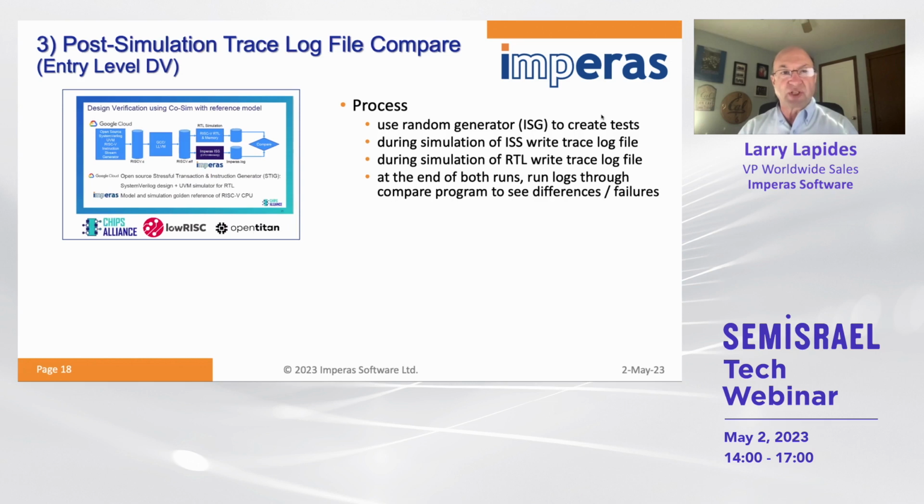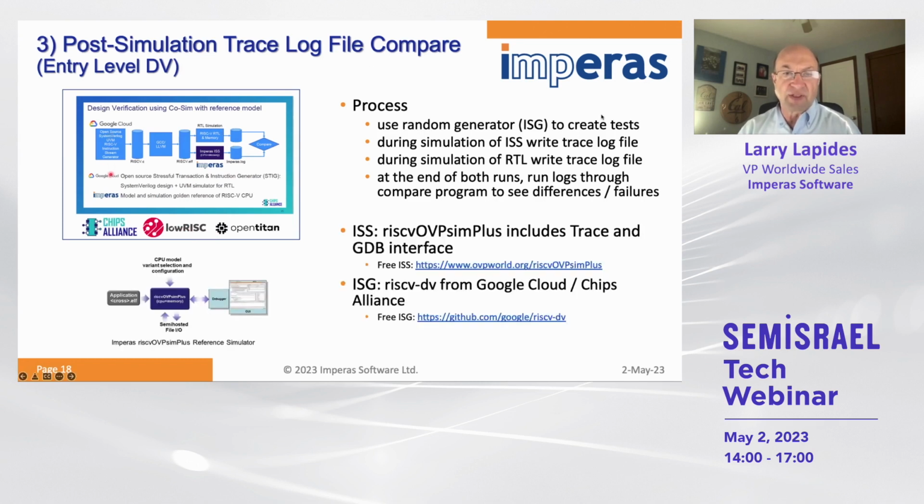So with the post-simulation trace log file compare, this is a fairly straightforward process. It's just running the same tests into both the RTL and the reference model, getting a trace log file out, and then doing the comparison. And then this is supported by using the Imperas RISC-V OVP Sim Plus instruction set simulator, and typically the RISC-V DV instruction stream generator, the test generator, open source from Google Cloud or CHIPS Alliance.